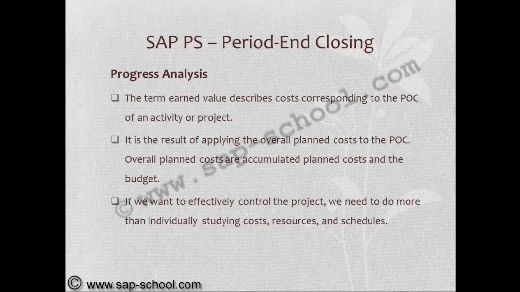The term earned value describes cost corresponding to the percentage of completion of an activity or project. It is the result of applying the overall planned cost to the percentage of completion. Overall planned costs are accumulated planned cost and the budget. If we want to efficiently control the project, we need to do more than individually studying costs, resources, and schedules.